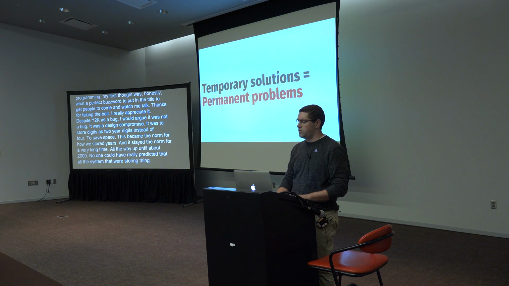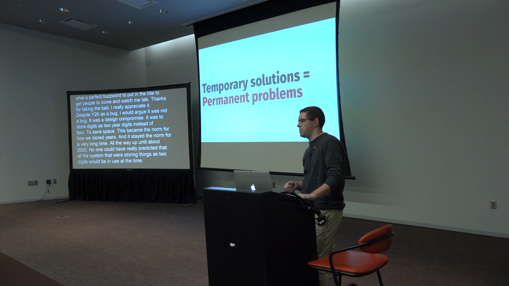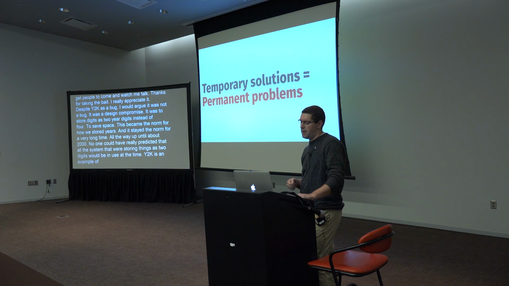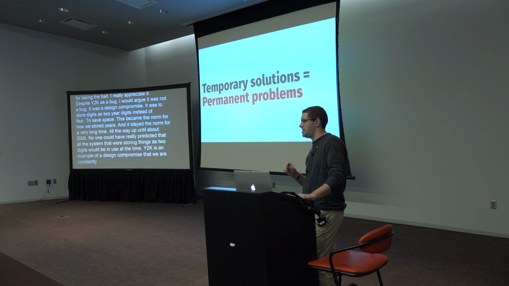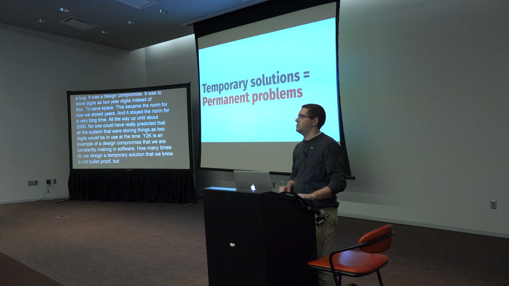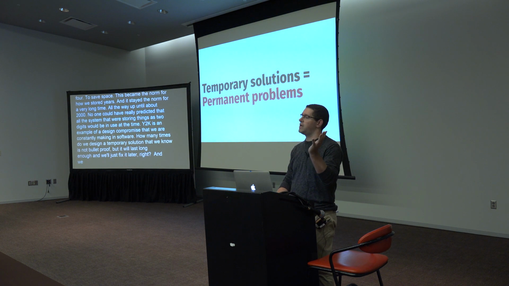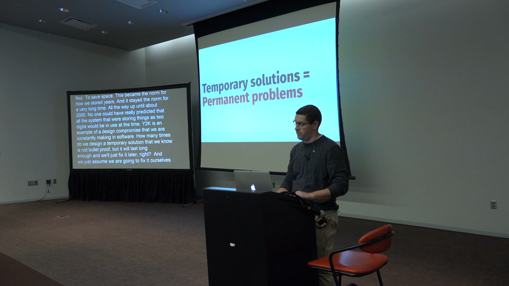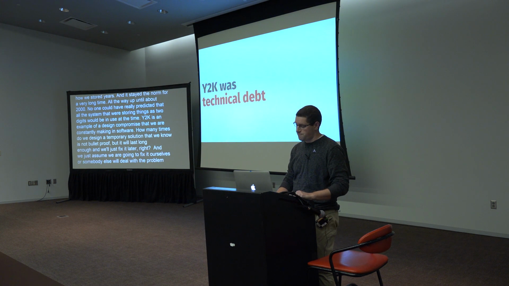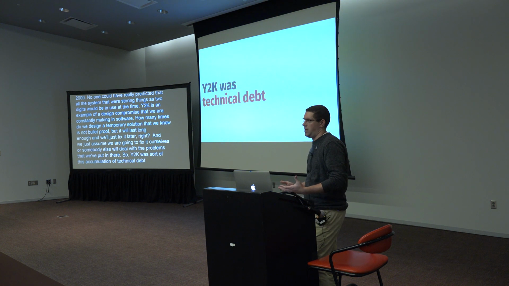So Y2K was just one of these examples of a design compromise that we are constantly making in software. How many times do we design a temporary solution that we know is not bulletproof, but it will last long enough and we'll just fix it later, right? And we just assume that we are going to fix it ourselves, or somebody else will deal with the problems that we've put in there. So Y2K was sort of this accumulation of technical debt that snowballed at the end of the 90s.